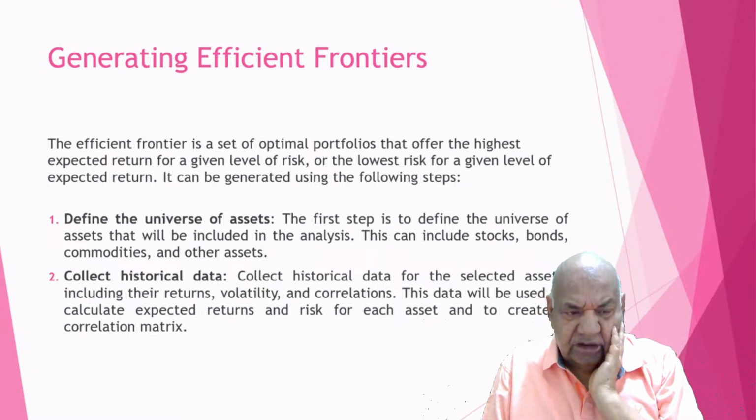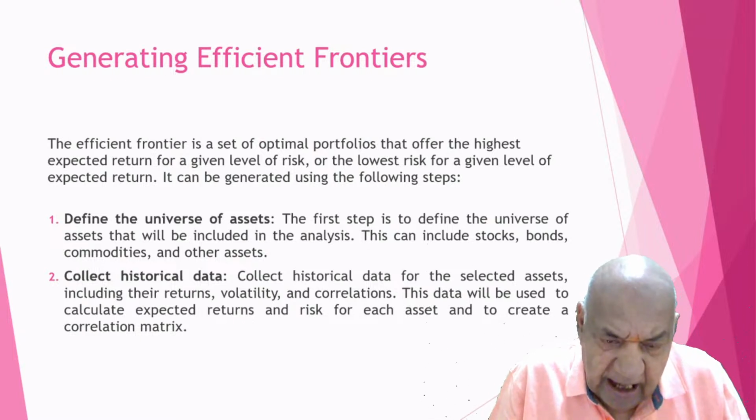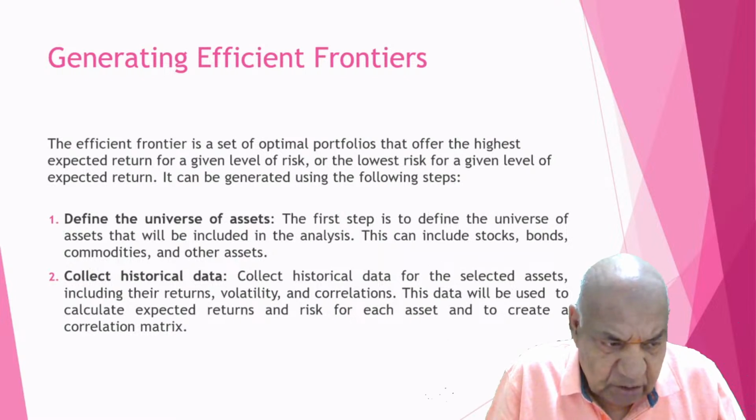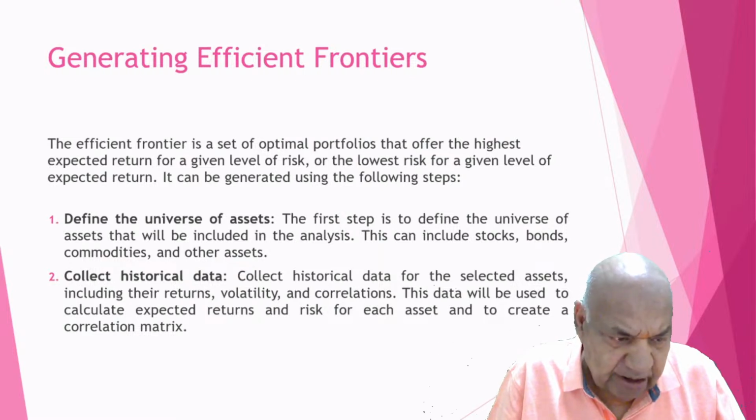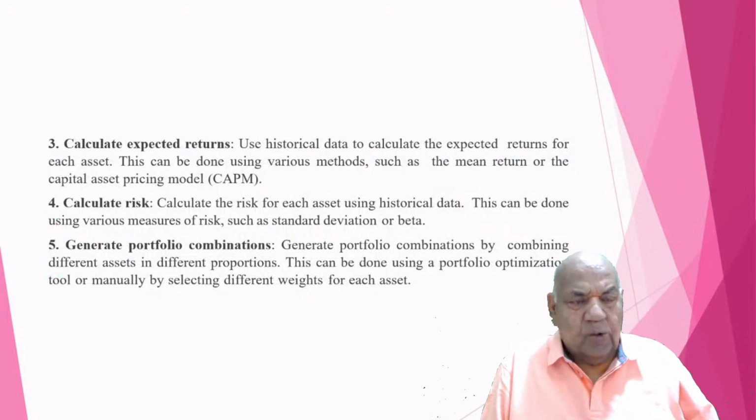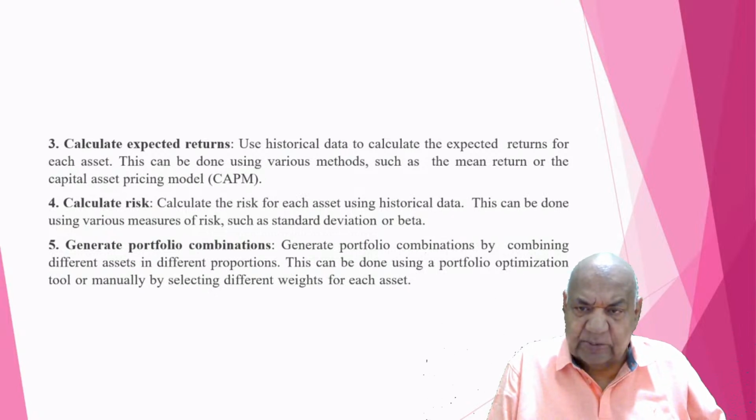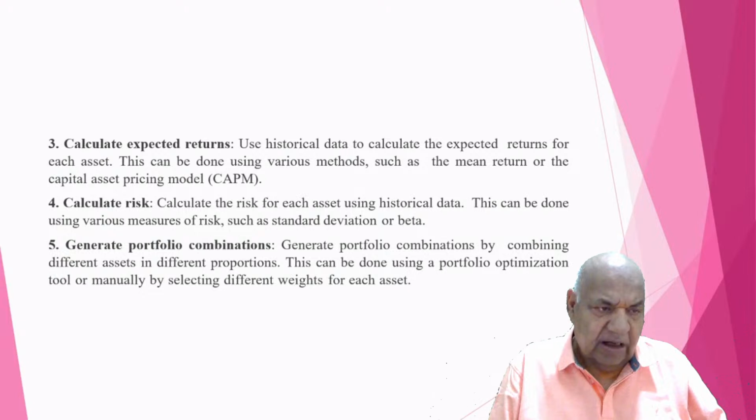Number two, collect historical data. Collect historical data for the selected assets, including their returns, volatility, and correlations. This data will be used to calculate expected returns and risk for each asset and to create a correlation matrix. Number three, calculate expected return. Use historical data to calculate the expected returns for each asset. This can be done using various methods such as the mean return or the capital asset pricing model.